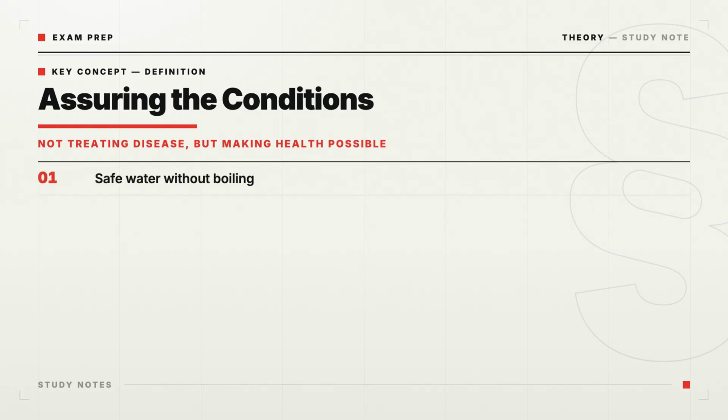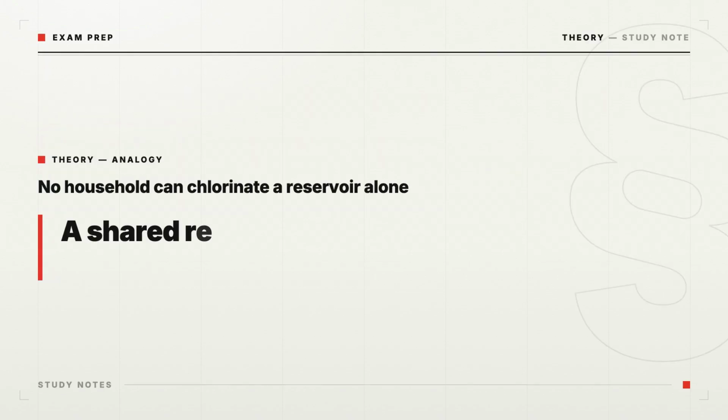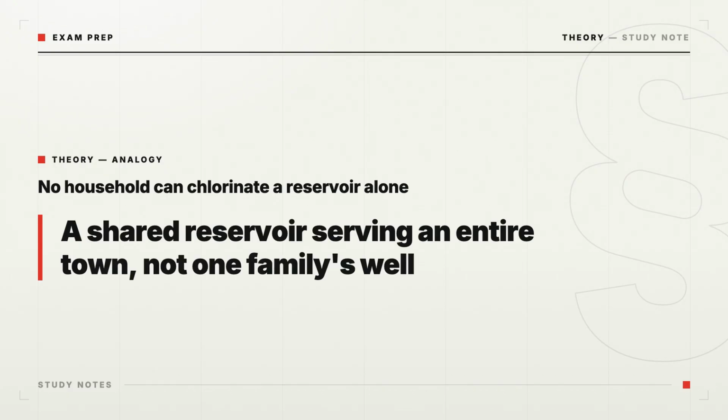It's establishing conditions where health becomes the default: safe water, safe food, safe housing, and enough immunization coverage that even the unvaccinated are protected. Society's interest means responsibility is collective, not individual. This is where the mission connects to social justice, treating health as a shared societal responsibility rather than something purchased privately.